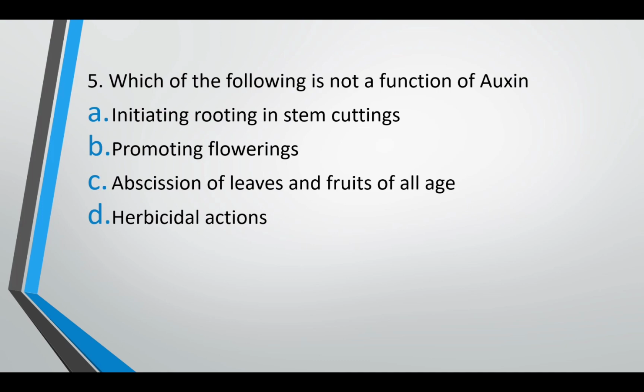The correct answer is option C, abscission of leaves and fruits of all ages. This is not a function of auxin. Though abscission of leaf and fruits of old age is a function of auxin, it prevents abscission of younger fruits and leaves. So the statement actually is incorrect. It's not of all ages, but of old ages, right? So abscission of leaf and fruit of all ages is incorrect.